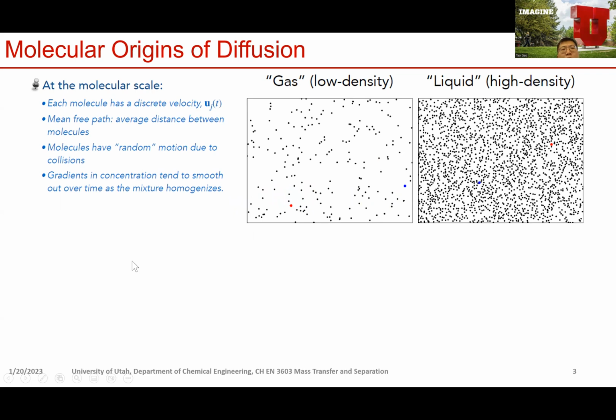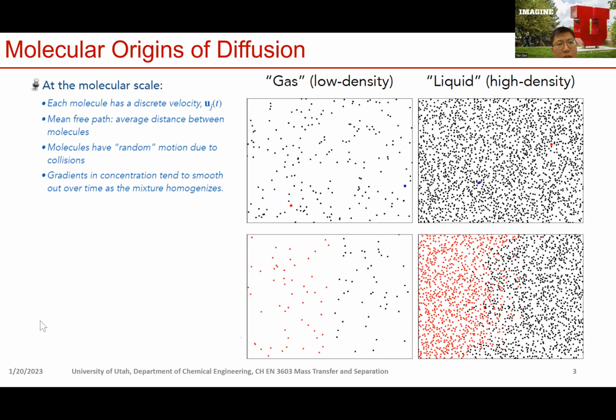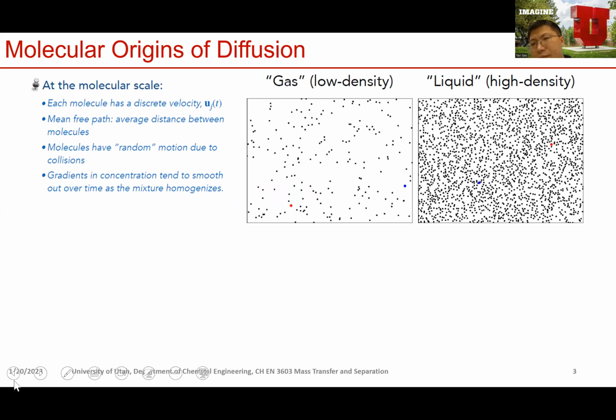So let's look at the molecular origin of diffusion first. On the right, we have two schematics showing two types of fluids. On the left you have a gas, and on the right you have a liquid. Any type of fluid is fundamentally made of molecules, right? The difference between gas and liquid is that gas has much lower density, which means in the same volume you have fewer gas molecules compared to the liquid case.